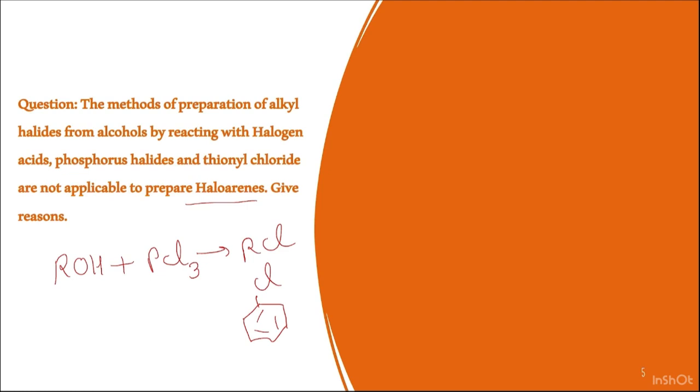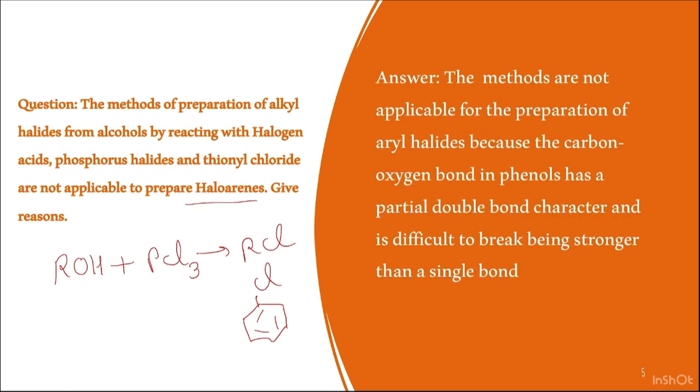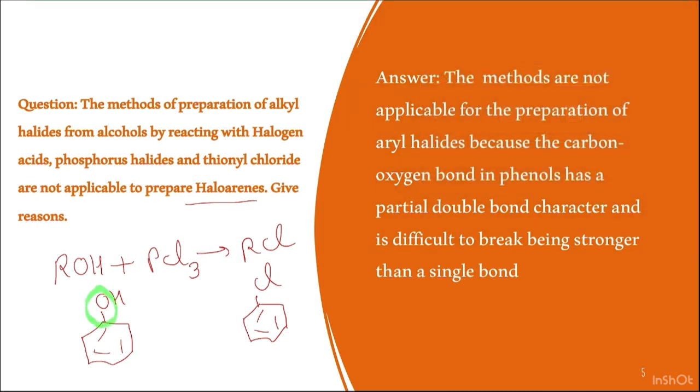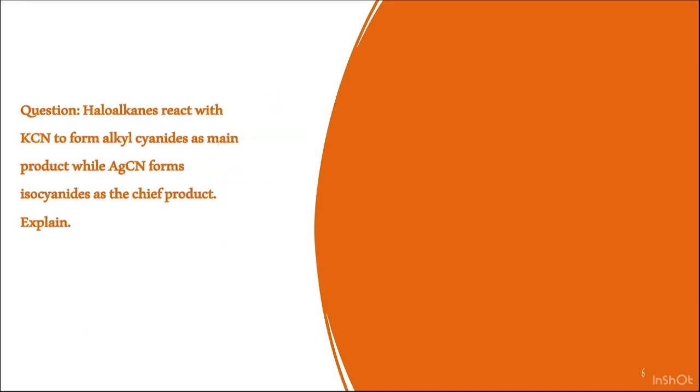That's the question. So the reason for this is that if I have to prepare haloarene from phenol, it is difficult to break this carbon-oxygen bond because of resonance. There is partial double bond character. But in case of alcohol, there is no such problem. So this bond can easily break and easy substitution takes place. That's the reason for this.